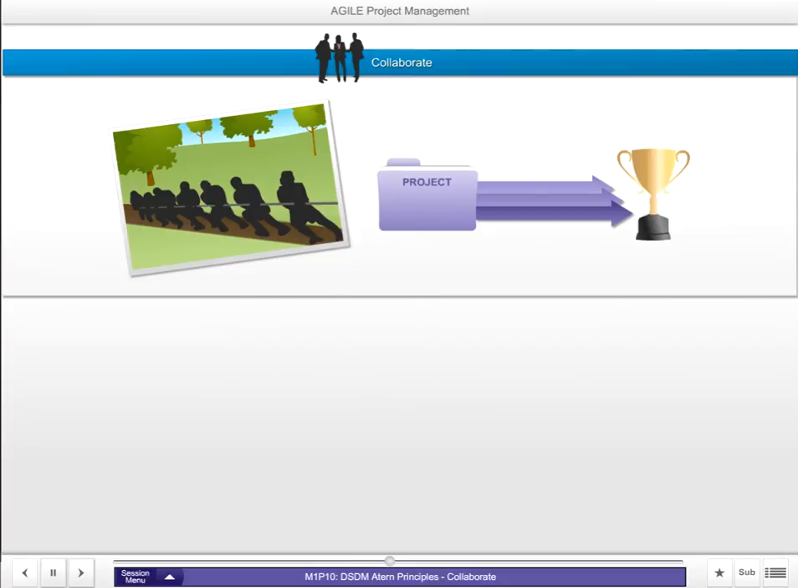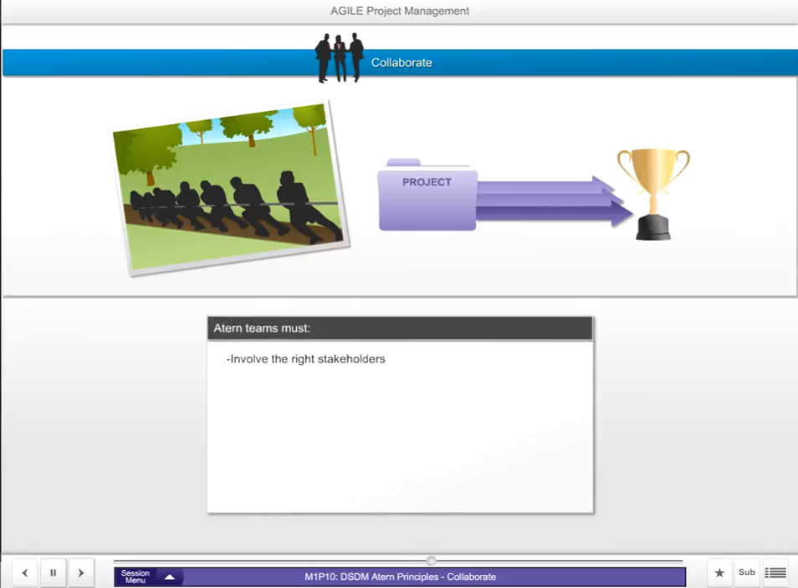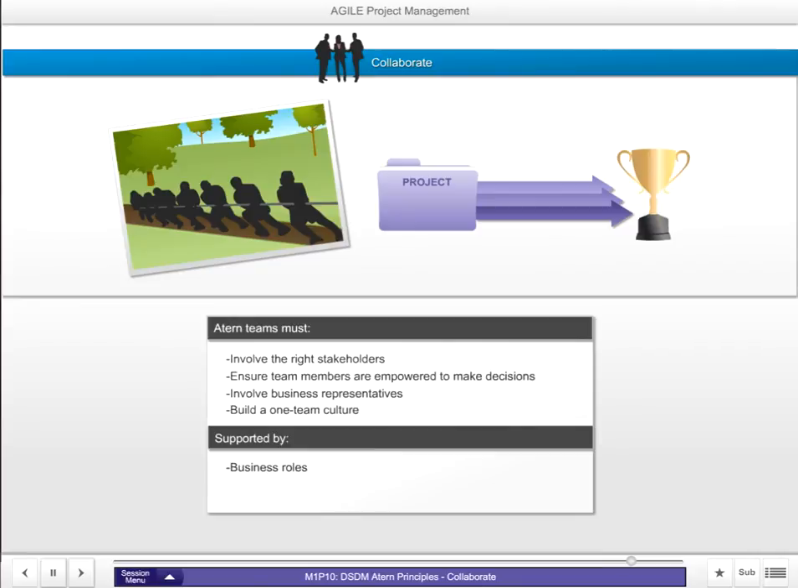This principle requires teams to involve the right stakeholders at the right time throughout the project, ensure that team members are empowered to make decisions, actively involve business representatives, and build a one-team culture across the project's organization. In order to support this principle, Tern provides various business roles and the facilitated workshop technique, which we will be exploring later in the course.